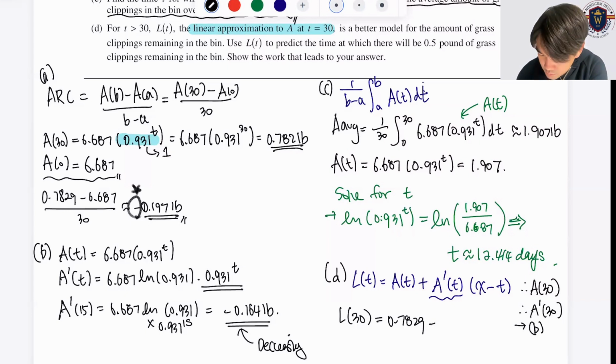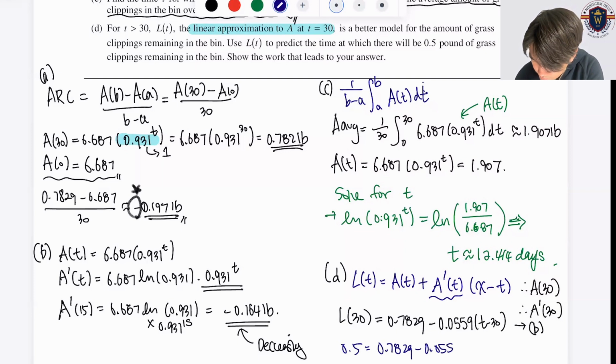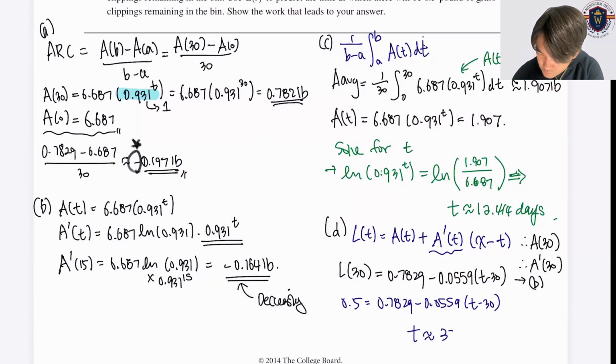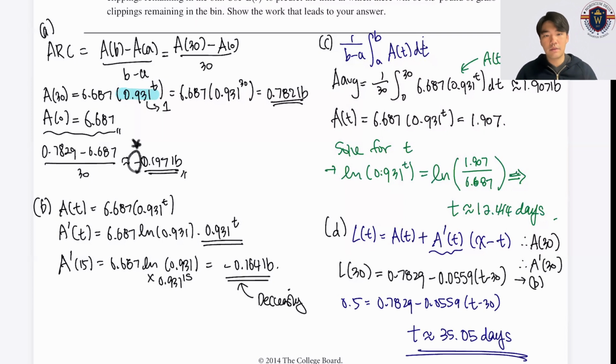So A(30) was originally equal to 0.7829 plus, if you put 30 in the derivative formula in the calculator, about minus 0.559, times (t minus 30), where 30 was the original t. Given that L(t) would be 0.5 pounds of grass, we can make this whole equation equal to 0.5 and solve for t. You would get t approximately equal to 35.05 days. So we can say that this predicts that after approximately 35 days, the amount of grass clippings will reduce to 0.5.